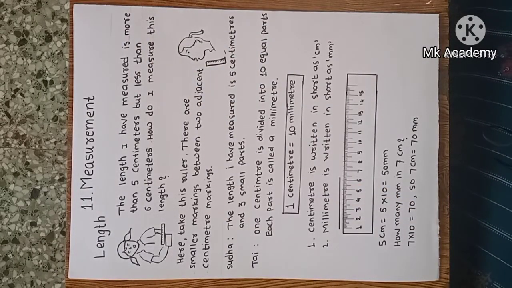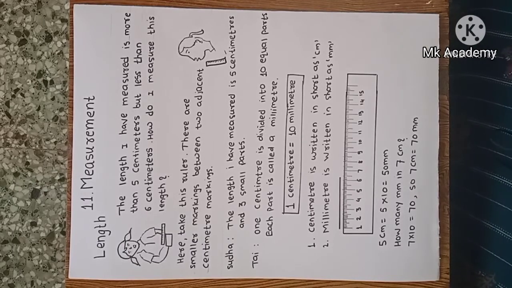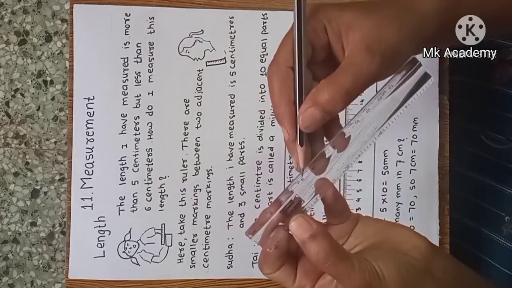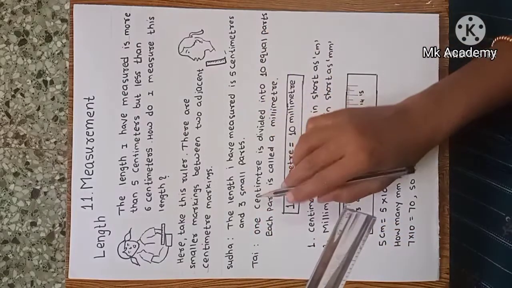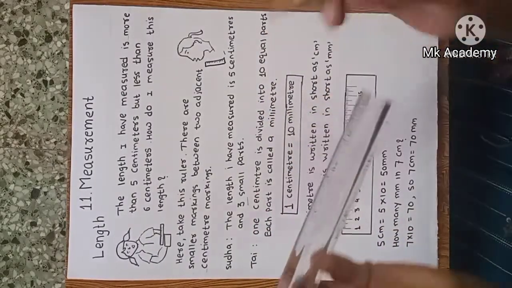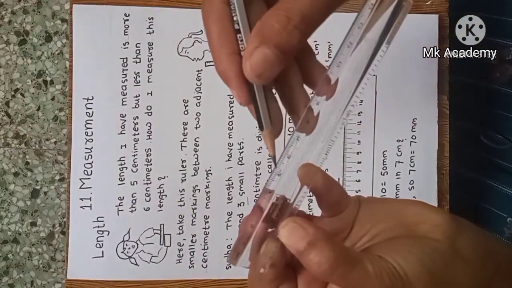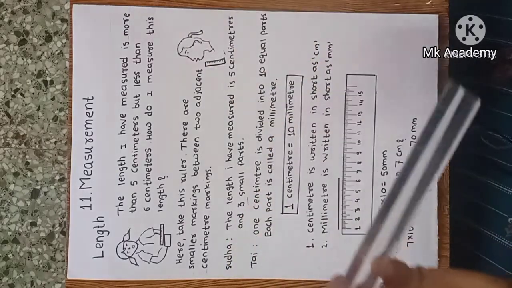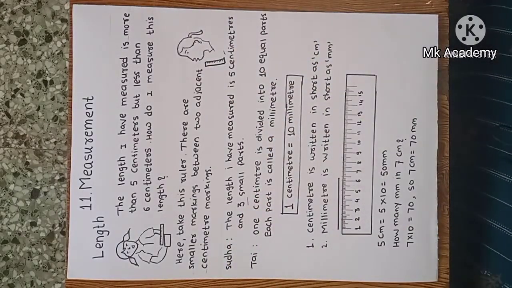Sudha says, the length I have measured is 5 centimeter and 3 small parts. Sudha measured a length and this is more than 5 centimeter and 3 small parts. See, 5 and small parts. This is 1, 2, 3, 3 small parts. Tai says, 1 centimeter is divided into 10 equal parts.